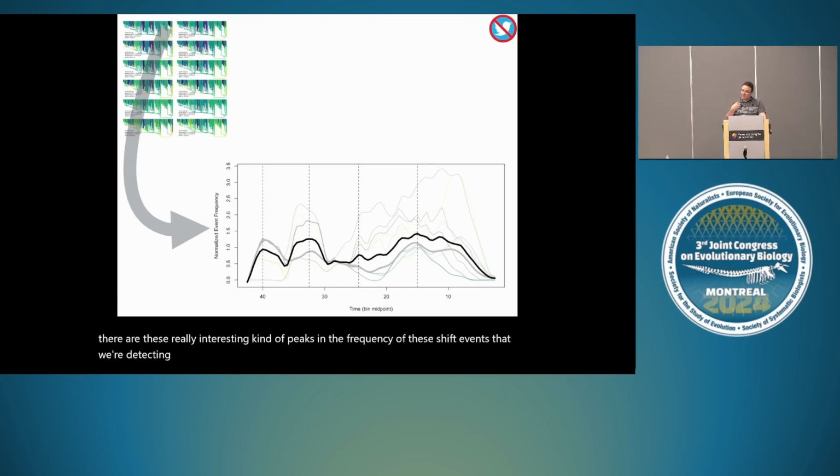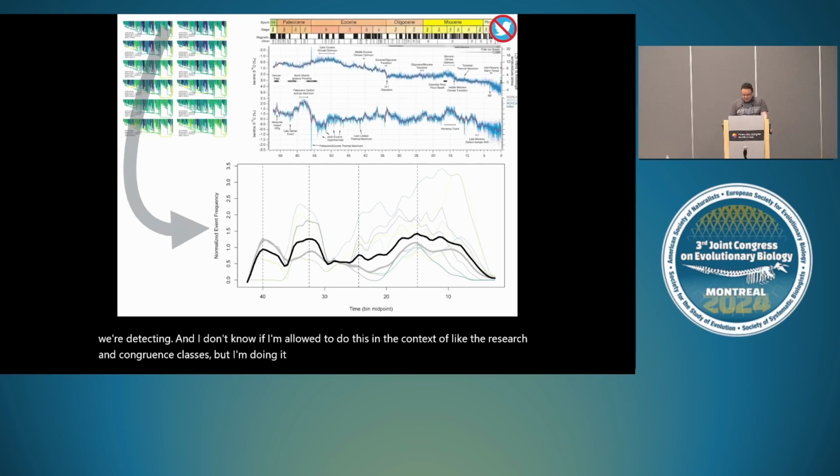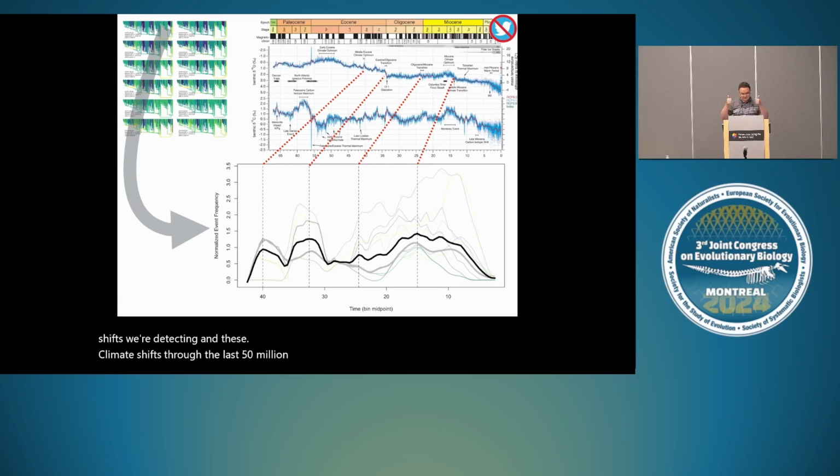And I don't know if I'm allowed to do this in the context of the research and congruence classes, but I'm doing it today. When we do this, we find that there's a perfect alignment between these peaks in the number of shifts we're detecting and these climate shifts through the last 50 million years. So that seems really neat. I don't think that's a coincidence, but TBD.